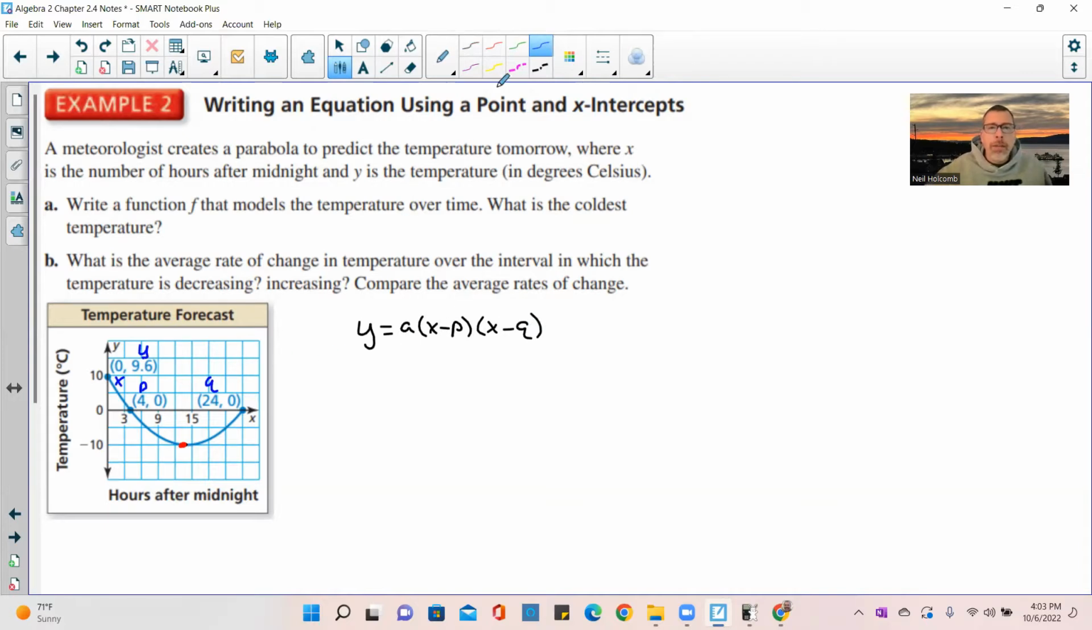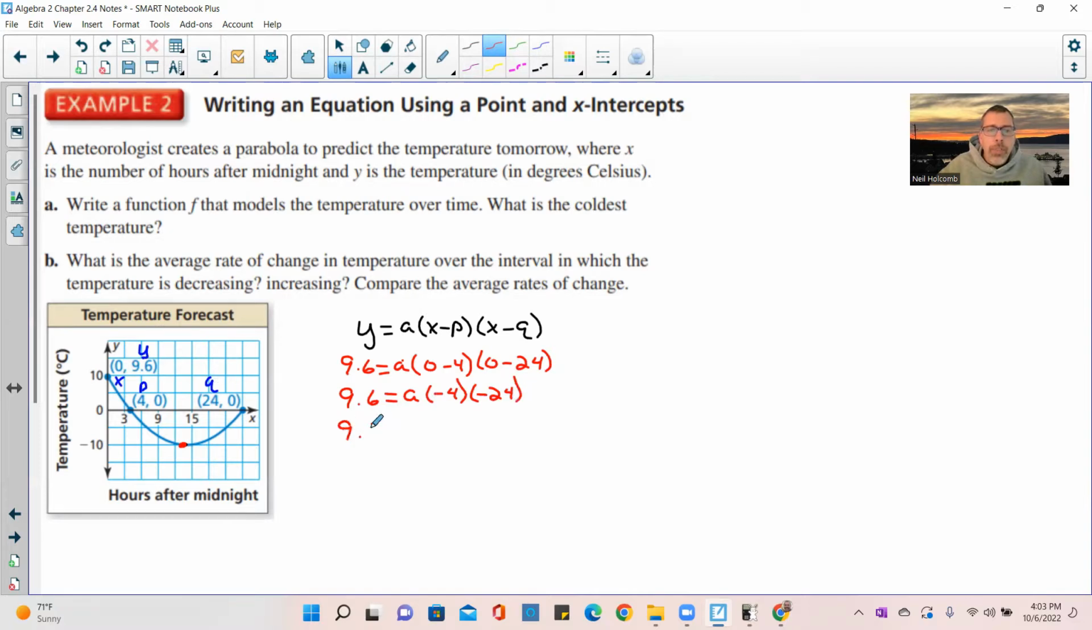And then we just substitute everything in and find a. So y is 9.6 equals a times, and it's x minus p. Well, x is 0, so it's 0 minus p, which is 4, times the x again, which is 0, minus q, which is our x value of our other x-intercept, 0 minus 24. Okay, so simplify. 9.6 equals a times negative 4 times negative 24.